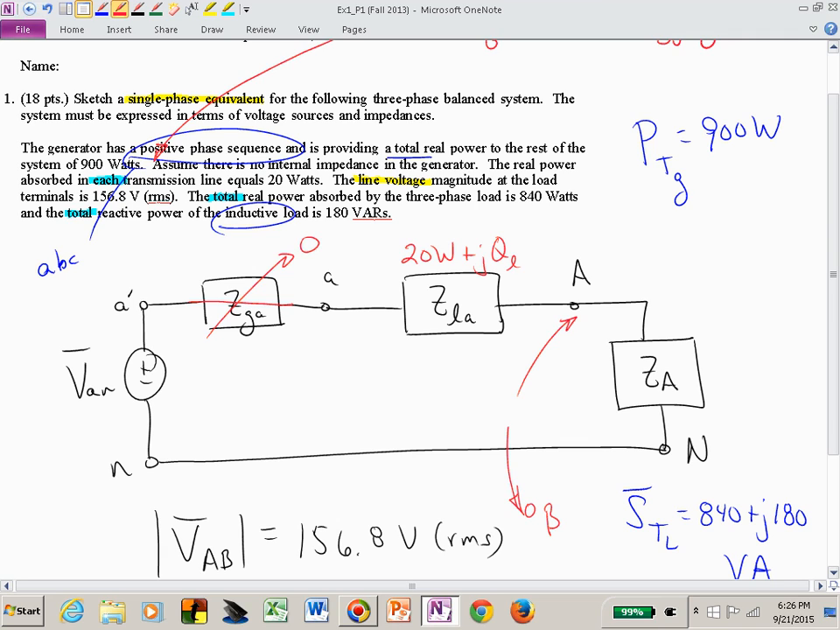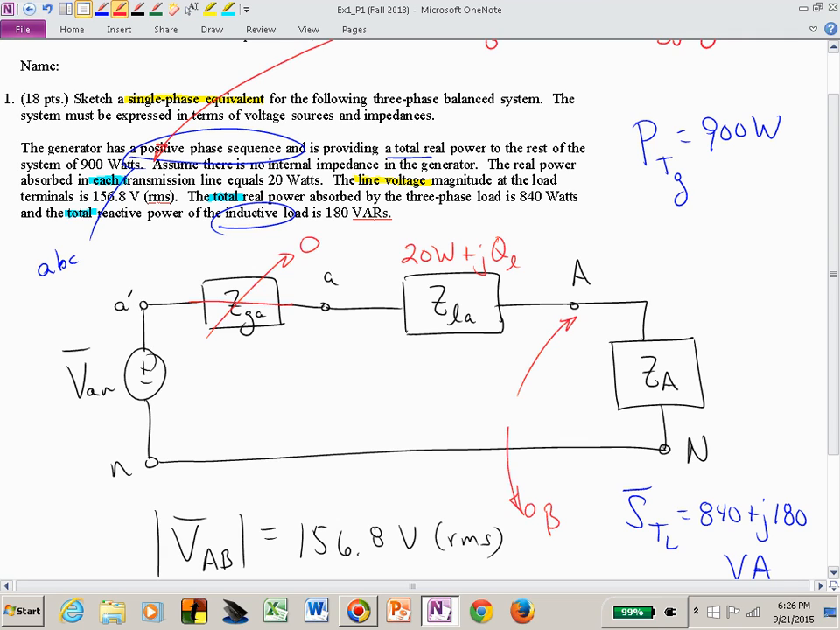What do we need? We need to find a V sub AN, a magnitude, and then we could just assume that that's the reference phasor and give it a 0 angle. We need to somehow extract impedances from the transmission line, and we need to extract impedances from the load. We need capital Z sub A, we need capital Z sub L, and we need a V bar sub AN to obtain our single phase equivalent.